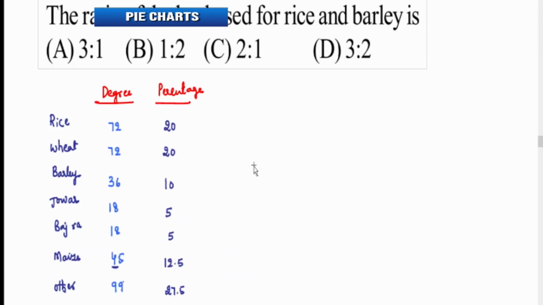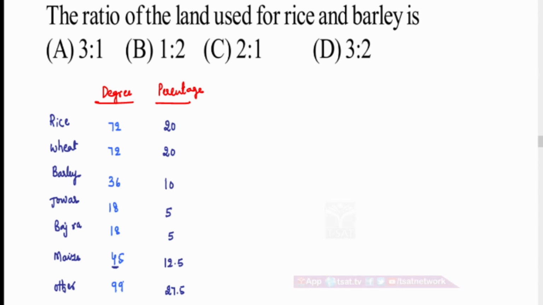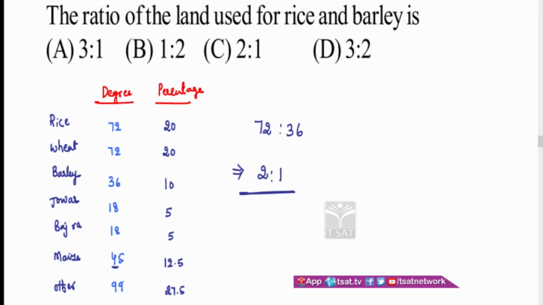Now, look at the next one. The ratio of land used for rice and barley is, what is land used for rice in terms of degrees, or else in terms of percentage you can take it, it doesn't matter. In terms of degrees, it is land used for rice is 72 and barley it is 36. In terms of percentage also you take it, it is 20:10, it is actually 2:1. So, answer here is option C, it is simply 2:1.